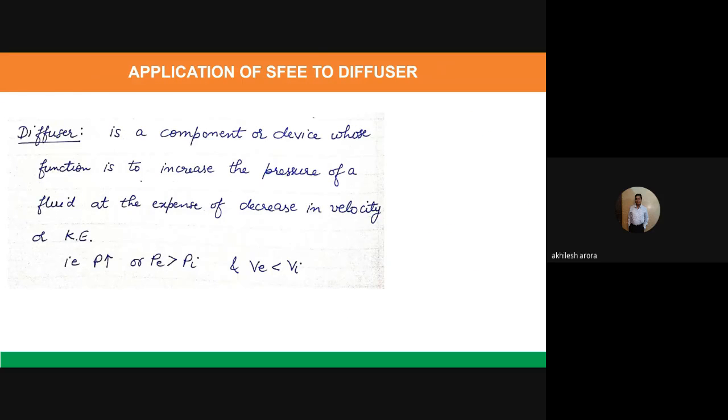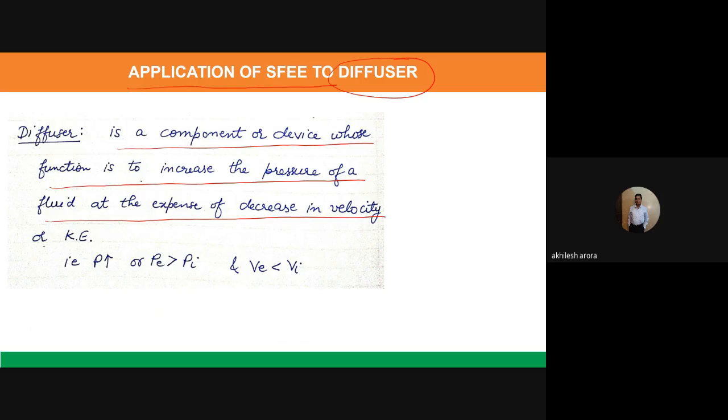So now let us talk about the diffuser. Now what is a diffuser? We want to apply the steady flow energy equation to this diffuser. Basically, a diffuser is a device which is just opposite to that of a nozzle. In case of a nozzle, our function was to increase the velocity of the fluid at the expense of a drop in pressure. So in a nozzle, when the pressure drops, its velocity increases. Whereas a diffuser is a device whose function is to increase the pressure of a fluid at the expense of decreasing velocity or kinetic energy.